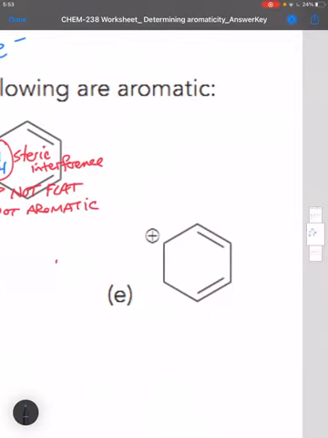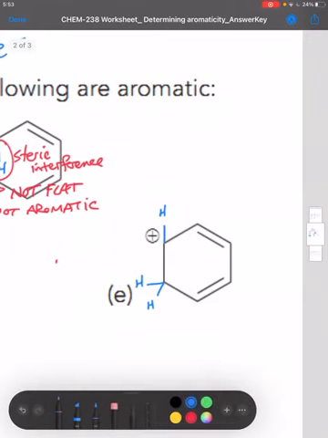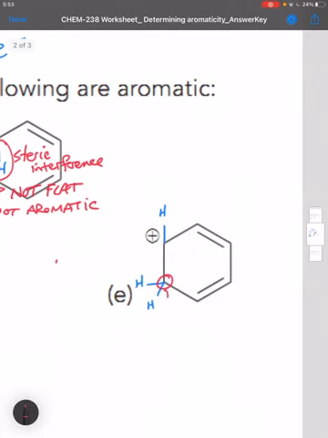Our last one over here, we start thinking about, well, what's going on? We do have a carbon with a positive charge, which is not super stable anyway, but that means it has 1 hydrogen on it. This carbon must have 2 hydrogens on it, and that's where we can stop, because what we see here is right there we've got an sp3 hybridized carbon. That means that we don't have overlapping p orbitals all the way around, so it is not aromatic. We don't even have to count up electrons because we are not even in the right structure for it to be aromatic.